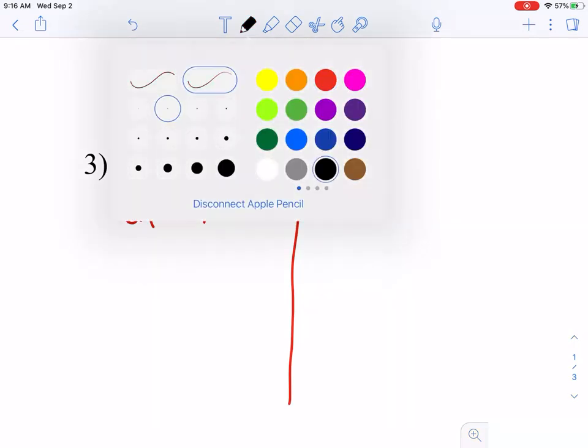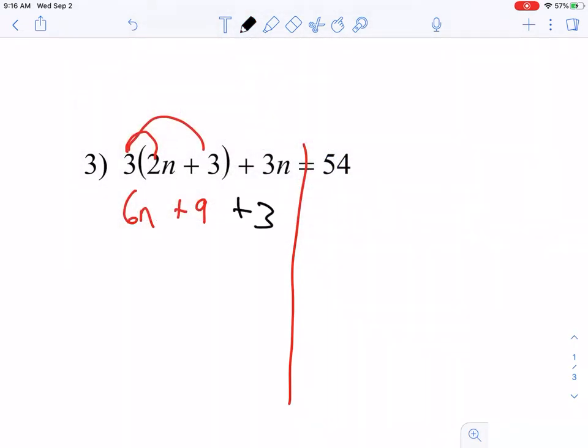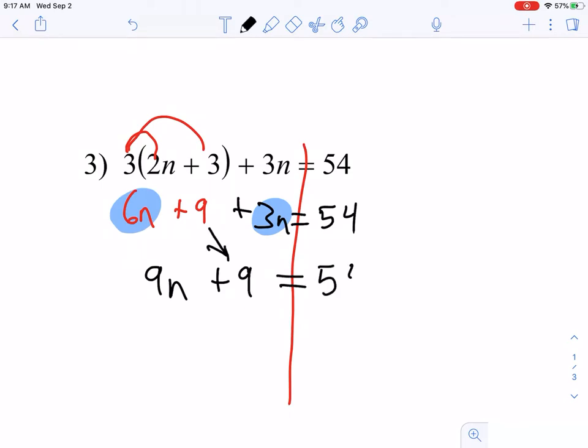I'm going to bring down the rest of my equation that hasn't changed. Now I'm looking for like terms to combine. I have a like term of n's, which I will highlight in blue. I have 6n and 3n, so I'm just going to gather those up together to have 9n plus 9, which came from here, equals 54.